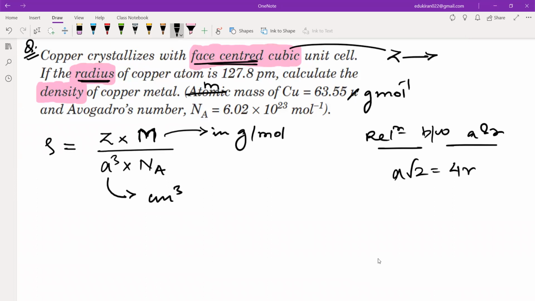So from here you can find the edge length, and then you can cube it, and then you can substitute the values here. What will be the Z for FCC? 4. Okay, so you will substitute these values, and then you will calculate the density. So let's calculate this.